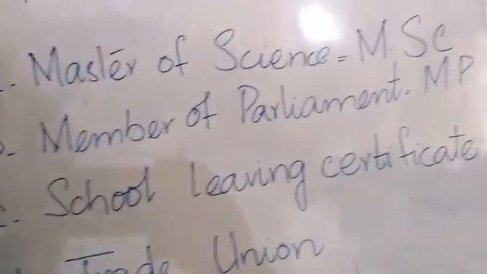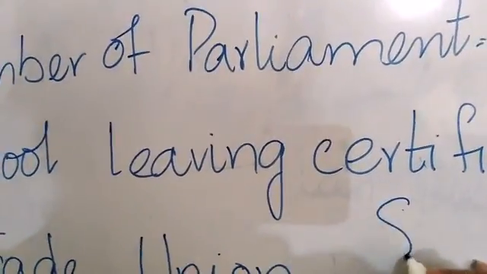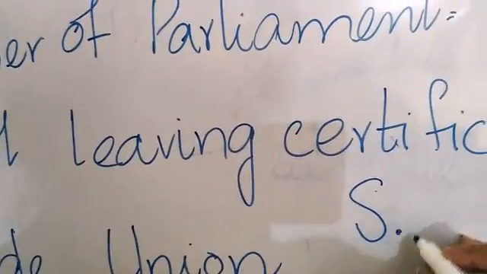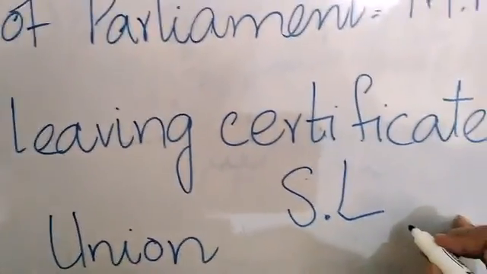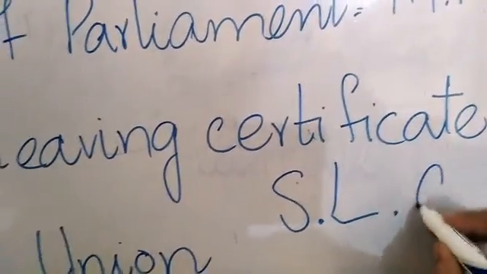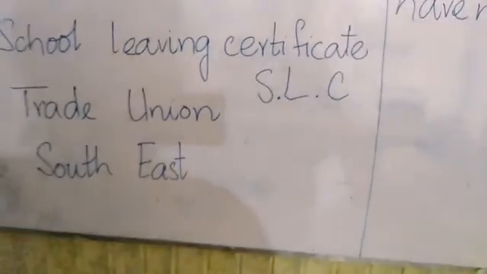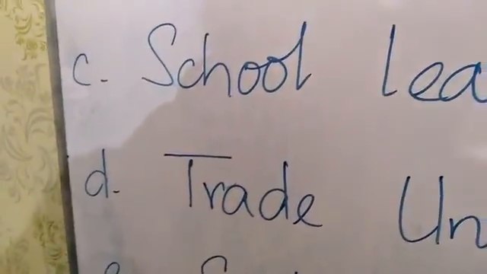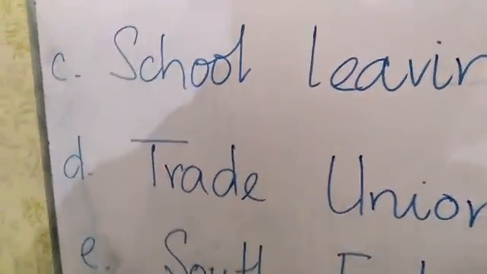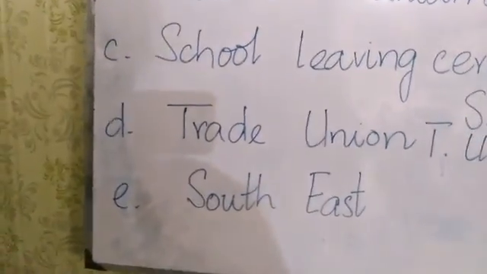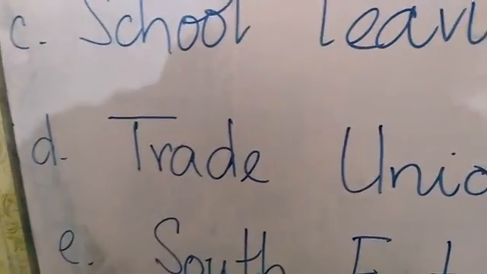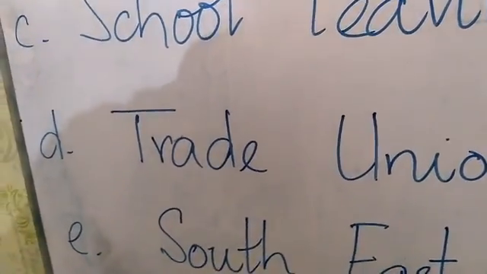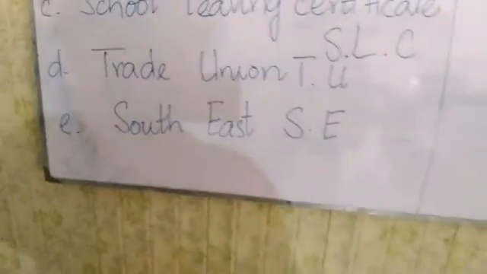Now school leaving certificate. What is the abbreviation of school? S, full stop, leaving, yes, and then certificate, C. Trade union, T dot U. Southeast, S dot E. Southeast. Fine.